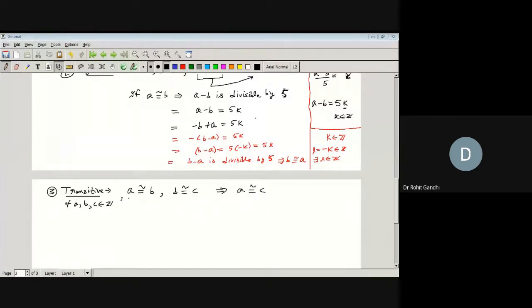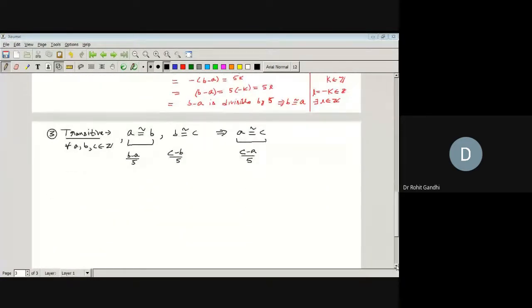So A is in relation with B. What does it mean? That B minus A is divisible by 5. B is in relation with C. What does it mean? That C minus B is also divisible by 5. What we have to prove is that A is in relation with C. That means C minus A is also divisible by 5. Anybody who will let me know the proof of this?